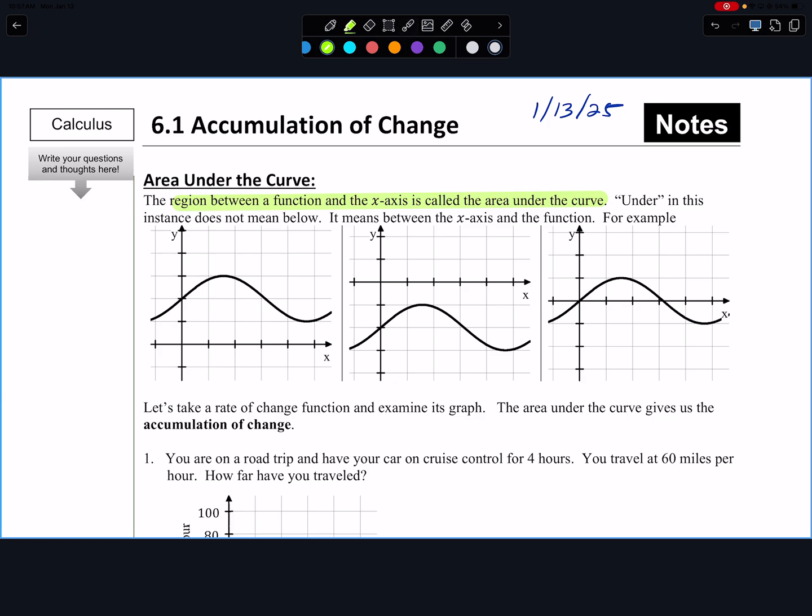And it even says this, under does not necessarily mean under, below. It means between the x-axis and the function. So for example, let's say we're trying to calculate the area under the curve of this function. So here's the x-axis. So the area under the curve, if you guys have colors, color in this region right here. So this would be the area under the curve.